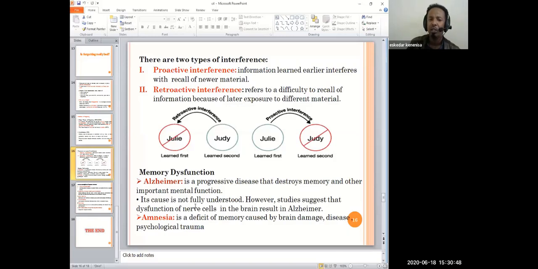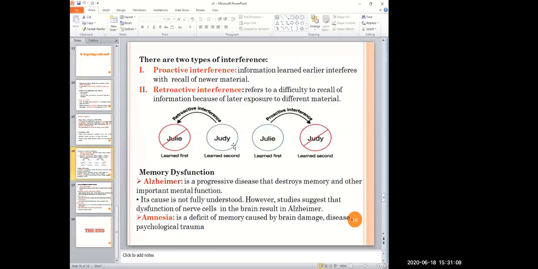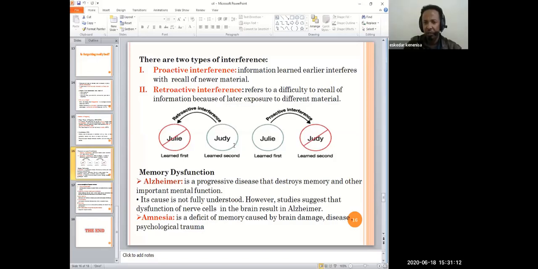And if you need further explanation about Alzheimer's disease, you can go to YouTube, or you can go to different materials, and you can read further. I mean, you can get deep information about it. Is that clear, Omar? Yeah, very clear. Thank you, sir. Okay. Any other question?